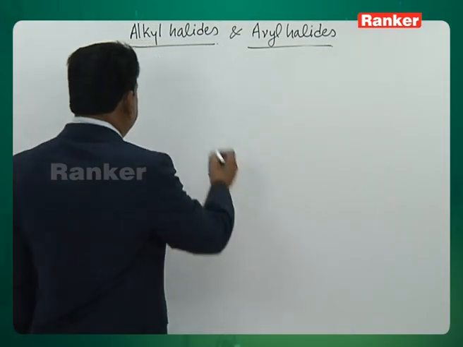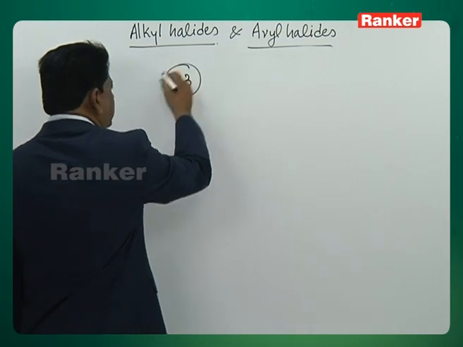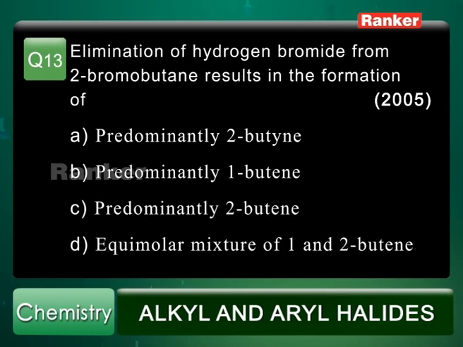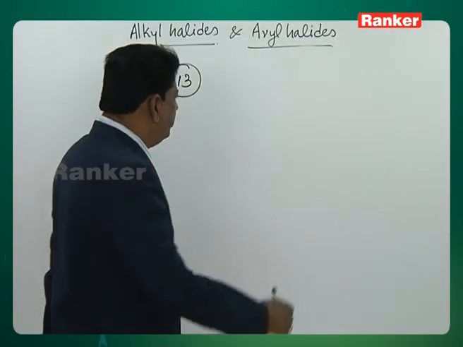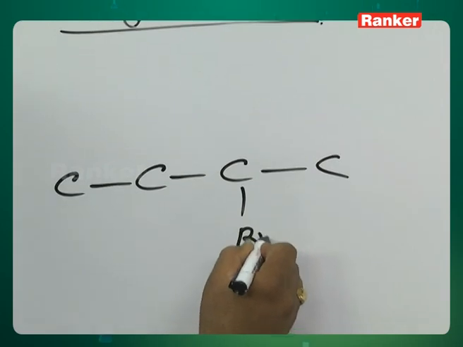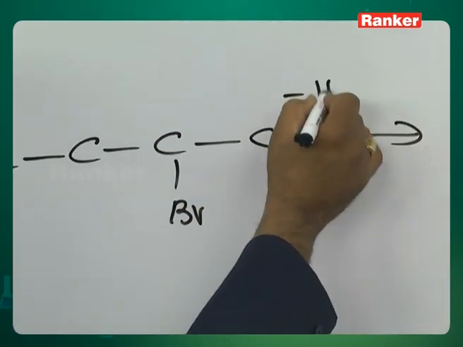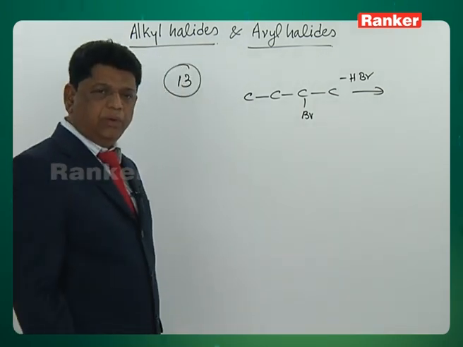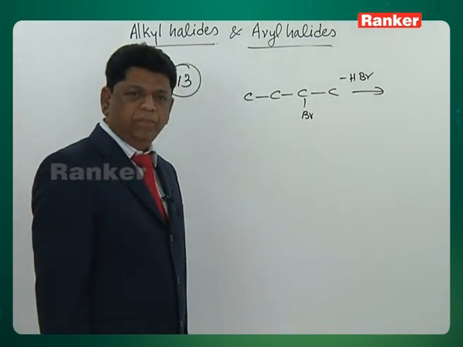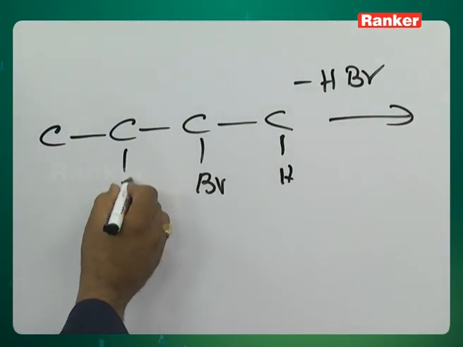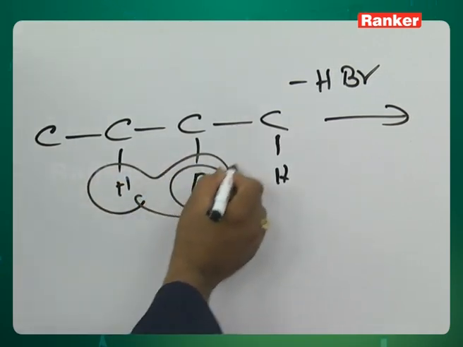So let's go to the next question, 13th question. The elimination of hydrogen bromide from 2-bromobutane results in the formation of... So 2-bromobutane means we have a bromine here and we are eliminating the HBr, that is hydrogen bromide is eliminated, dehydrobromination. So in this reaction we have hydrogen from that side as well as this side. So either of these two can be eliminated.